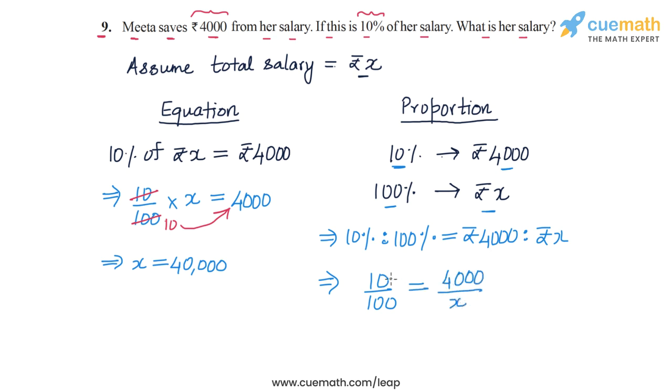Okay, now let's simplify and solve this equation. So 100 by 10 is 10. And we again multiply 10 with 4,000, that gives 40,000 on the RHS, and we bring this X to the LHS in the numerator. So we will get X is equal to 40,000 once again. So the answer for this question is that Mita's total salary is rupees 40,000, and this completes question number 9.